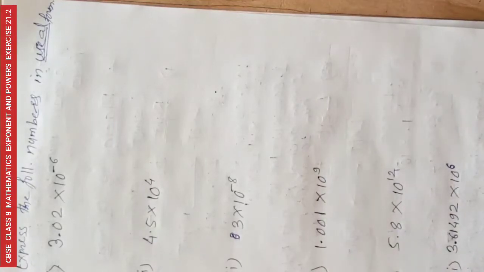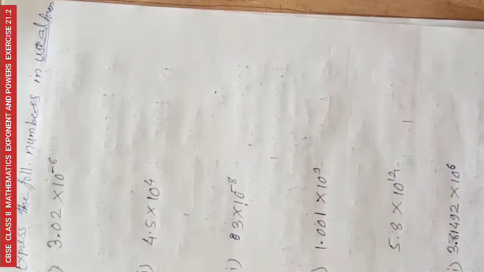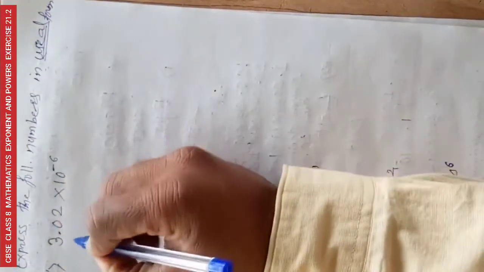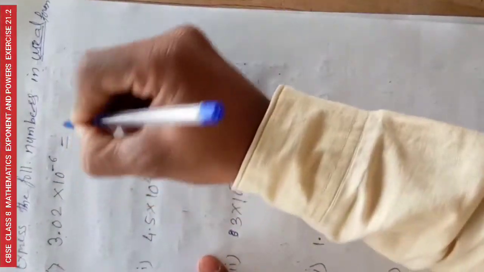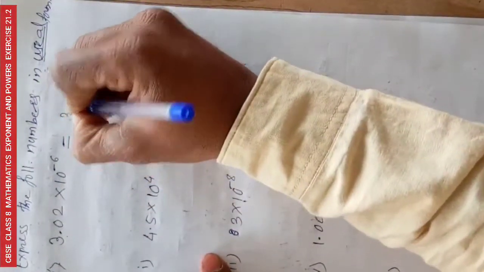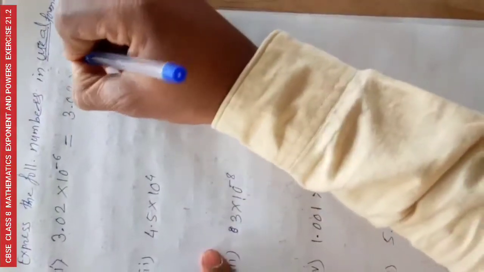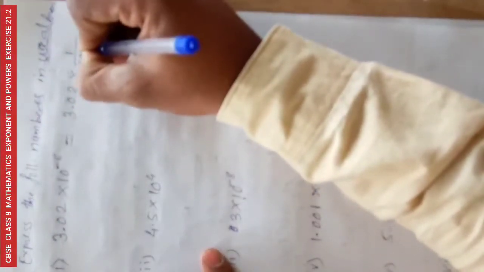Now dear students, our question number is 2. Express the following numbers in usual form. That is, the given numbers are in the standard form and we just write them in usual form. So our first example is 3.02 into 10 raised to the power minus 6. So here we also write 3.02 into 1 upon 10 raised to the power 6.